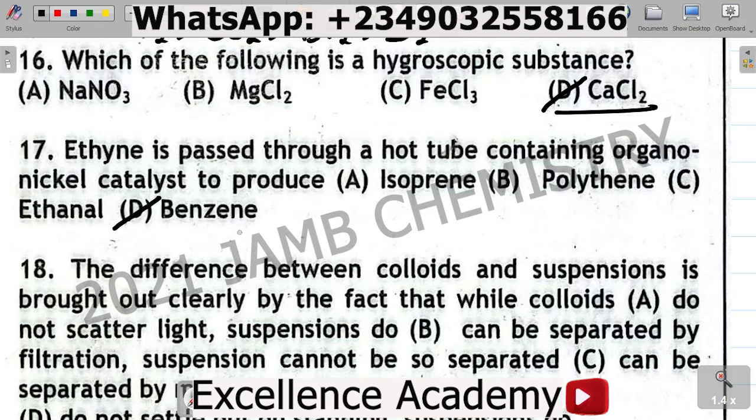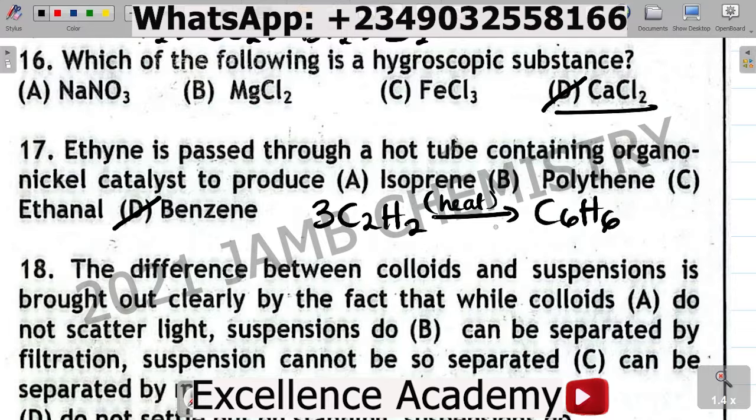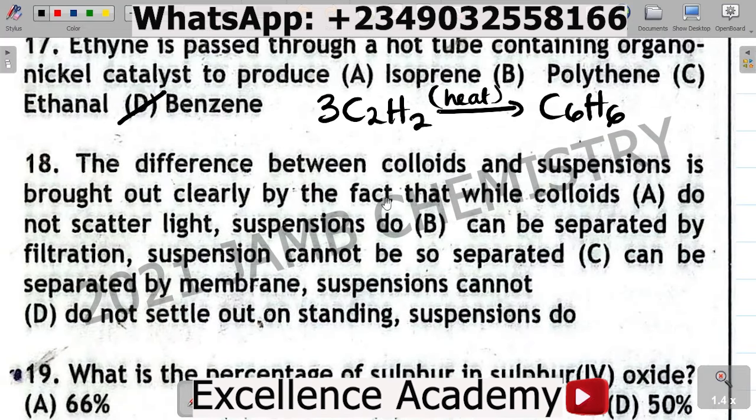Benzene. All right. So for this question, you want to note that under suitable conditions, ethine trimerizes to form benzene. And by that I mean 3 moles of ethine, C2H2, under heat would form benzene, that's C6H6. This is what is called trimerizes, means 3 moles of it to give you benzene. So that's it. Right, so the correct answer is D, benzene.